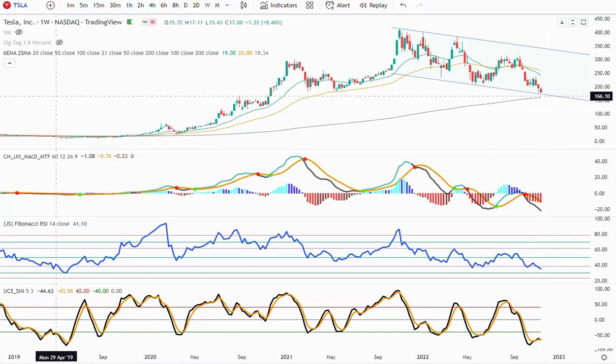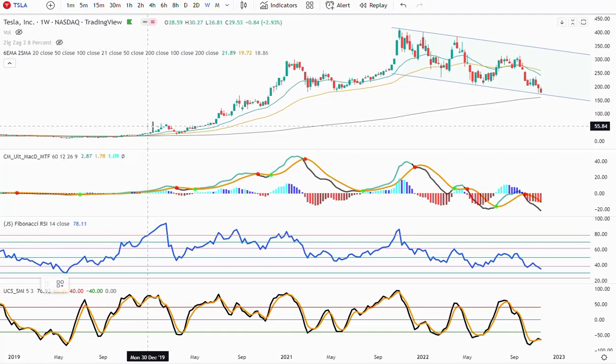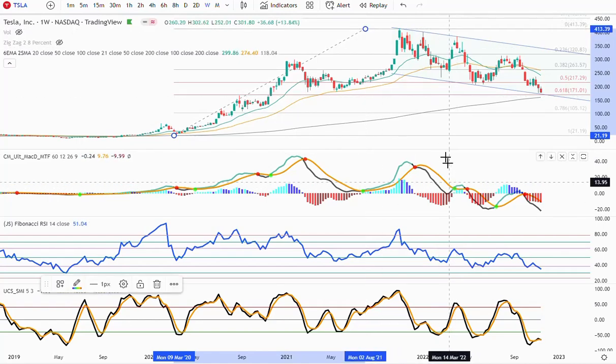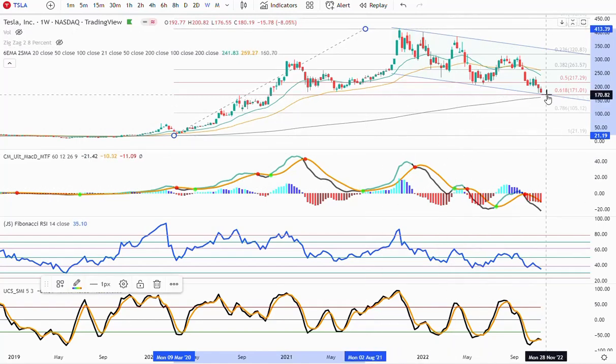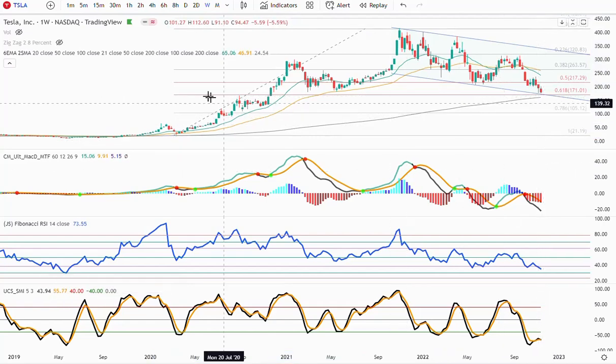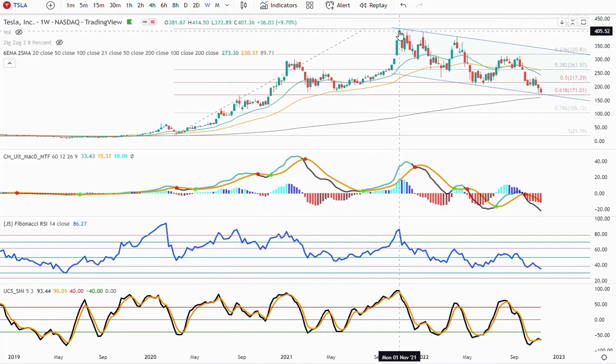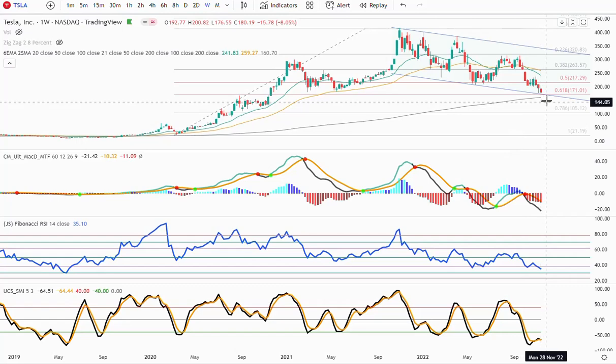Next, I want to draw a fib from the COVID lows. So this is the COVID lows right here. If I draw a fib right here, I see that 61.8 is also near the bottom of this channel. You can see right here, this red line is 61.8. This is from COVID lows to the highs.